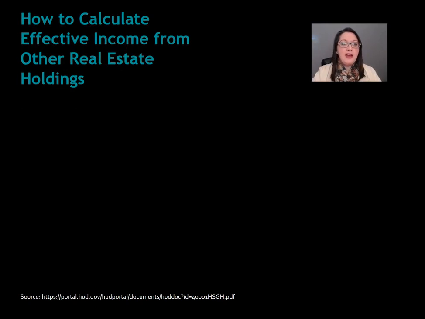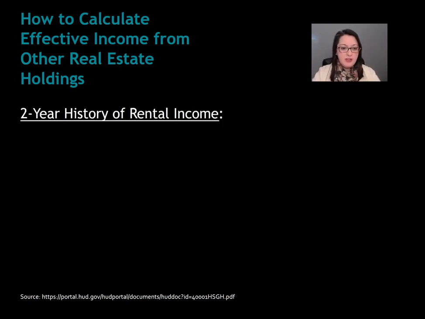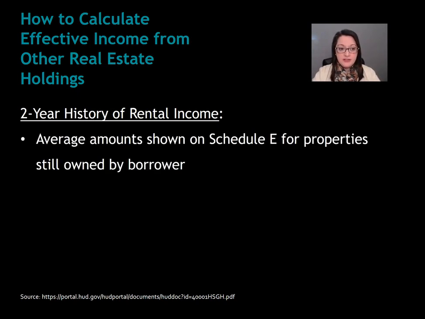Now let's talk about how to calculate effective income from other real estate holdings. Now this is how you would do it if they have a 2-year history of rental income. You're going to average the amount shown on the Schedule E for the properties that are still owned by the borrower. That's the key. You need to make sure that if they own that property in 2015, that they also owned it in 2016 to be able to count the income.